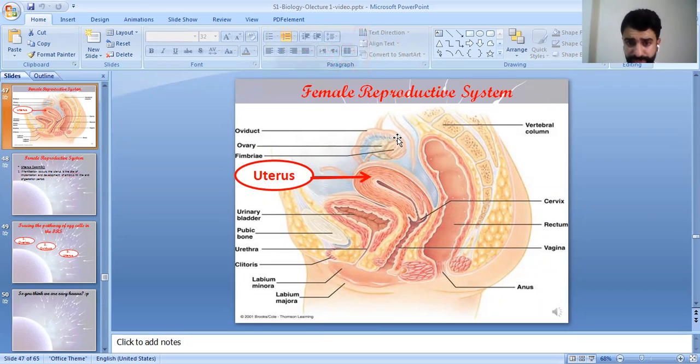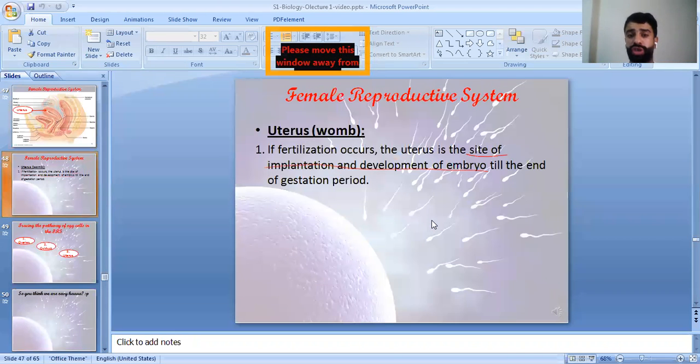Okay? So the cervix is called the cervix, and this is the cervix here. Okay? This is the cervix. So uterus, it has another name, it's called the womb.